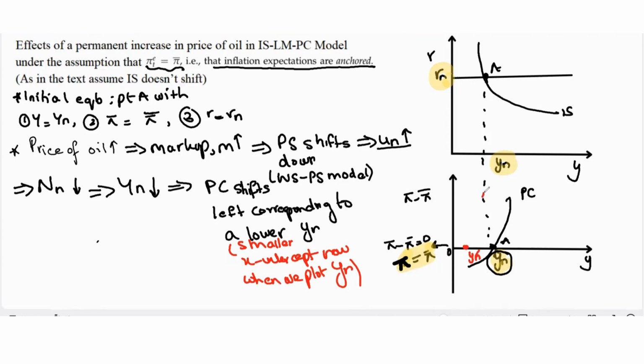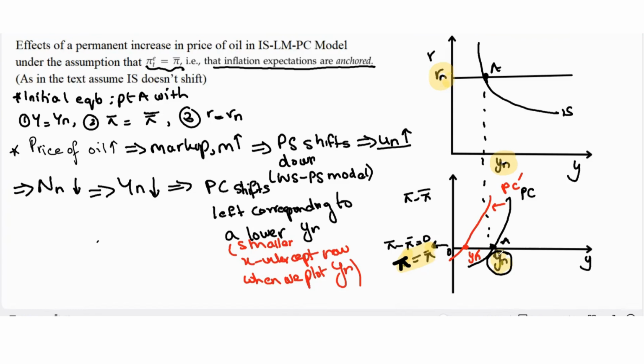So the Phillips curve has, let's say, shifted. Let's make the new Phillips curve. So remember, whenever Yn changes, the Phillips curve shifts, right? Because Yn is its horizontal x-intercept, so you can think about its changes in that. So this is PC prime. So the Phillips curve has shifted towards the left, right?